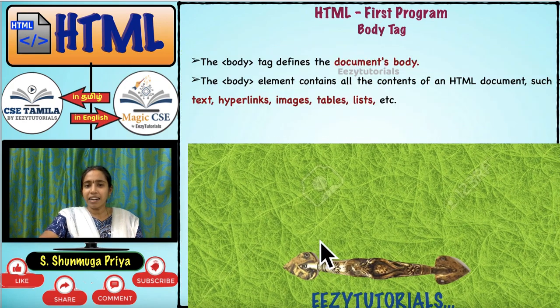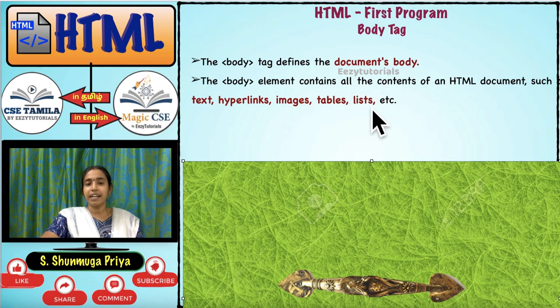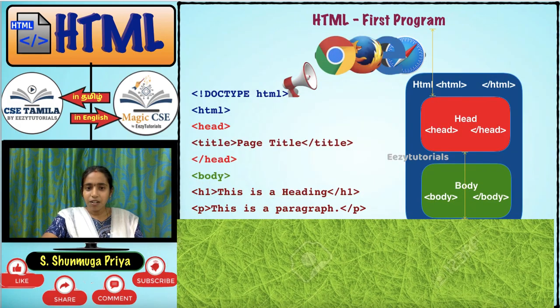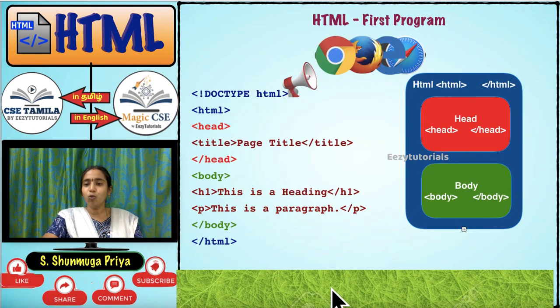So the body tag will contain all the content. It can be text content, hyperlinks, images, tables, lists, media, etc. Many things you can keep inside the body section. In the forthcoming videos, we'll be learning how to add these things using tags, along with demonstration. So now I'm stopping with the heading tag and paragraph tag. This is the first program. Now let us see how to execute it.